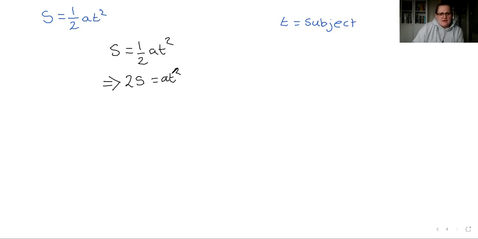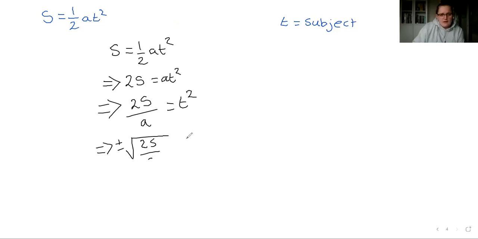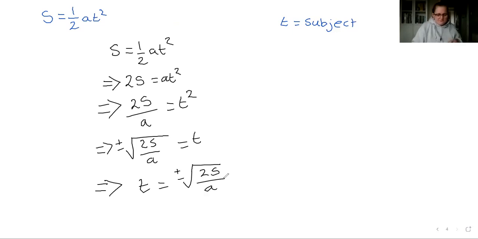Working through those outer layers again, we've got at squared. We want t on its own, so next layer is a. So we're going to have implies that we want the inverse of multiplying by a, which is dividing by a. So we'll have 2s over a equals t squared. Then we need to get rid of the squared, so we're going to square root. So plus minus the square root of 2s over a equals t. So finally we need to make t the subject. So this implies that t equals plus minus the square root of 2s over a. So that was our second example.